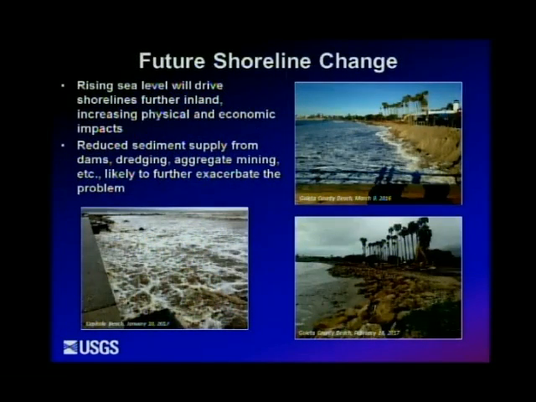Okay. In concert with flooding, coastal change is the other major coastal hazard associated with climate change. In general, rising sea levels are going to drive shorelines further inland, and this is obviously going to increase the physical and economic impacts, which are compounded by this reduction in sediment supply that we've talked about. So at some point we have to make some fundamental decisions, and we have already. Are we going to hold the line? Are we going to get out of the way? There will always be beaches if they're allowed to migrate.